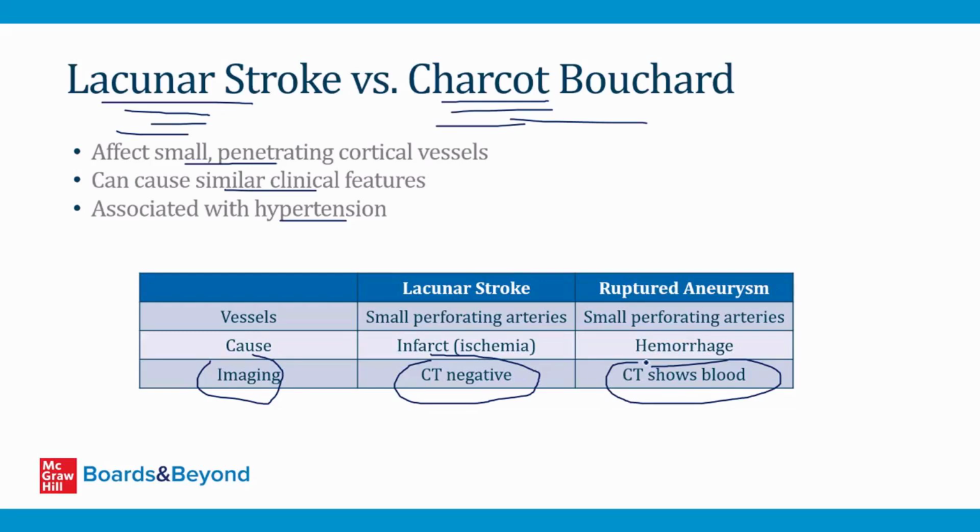So make sure you understand that these two pathologic processes affect the same vessels and can lead to similar clinical pictures. The major way you distinguish one from the other is by CT scan or MRI, depending on whether it shows blood or an absence of blood. And that concludes our module on cerebral strokes.